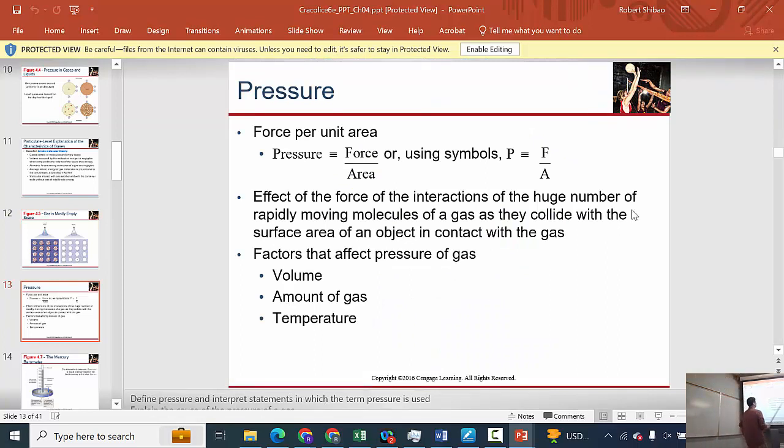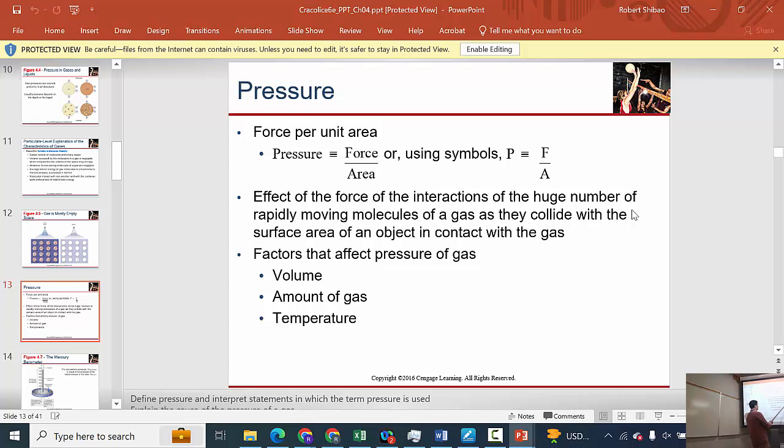When we talk about pressure, it's like pounds, force per square inch. The effect of the force comes from collision. If you increase the temperature, the molecules are moving faster, so the force of the collision is going to be greater. Or if we have more gas, it depends on the pressure of the gas. The higher the pressure, the more gas molecules. The lower the pressure, the fewer. We can keep lowering the pressure until we get to zero.